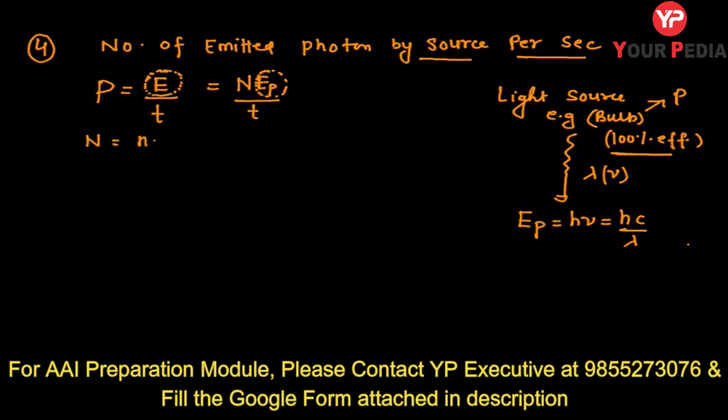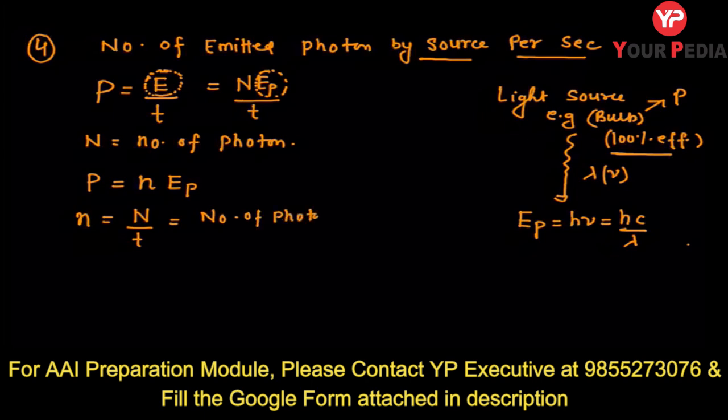N is the number of photons. Right? Now see. Now can we define P is equal to small n EP. Now what is small n? Small n is capital N upon T, the number of photons emitted per second. So can we say the number of photons emitted by the source will be its power upon the energy of an individual photon.